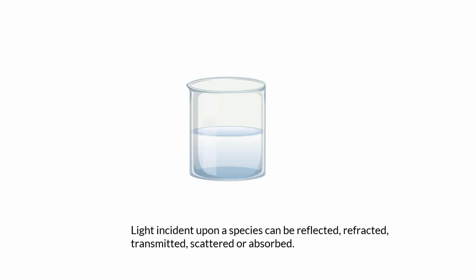But the interesting law is something else. Before going to this, let us have some idea what would happen if light is incident upon a chemical species or a liquid. It can be a solid or a gas also, but generally when you talk about liquids, when light is incident upon a species, it gets reflected, refracted, transmitted, scattered, or absorbed. So if you have a beaker that contains some chemical species, and you send in monochromatic light of intensity I0, then a part of the light might be absorbed and a part might be transmitted.